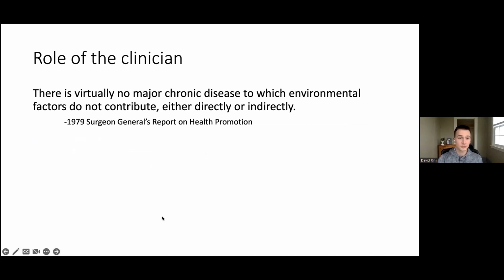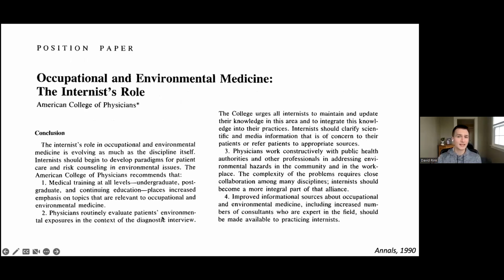So the 1979 Surgeon General's report on health promotion said there's virtually no major chronic disease to which environmental factors do not contribute, either directly or indirectly. And about 10 years later, the ACP published a position paper in the Annals, which called for internists to take a more active role in considering both occupational and environmental medicine. Some highlights that they included were increasing education on these topics at all training levels, incorporating routine evaluation of exposures in our patients, and then working with public health authorities to mitigate these risks and exposures.